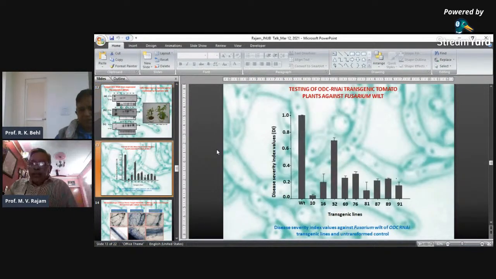We have also calculated a disease index based on a 5 scale. Control, of course, has a value up to 1, which means highly susceptible to Fusarium wilt. And different RNAi lines have shown less than 1, and some are very close to 0.1 or 0.2. Those are lines like 10, 81, 87, and so on. They are highly resistant to Fusarium wilt as compared to line 32. So we have seen different degrees of resistance depending on the expression of siRNA molecule. In fact, the disease symptoms are also delayed by 5 to 6 days in some of these lines.